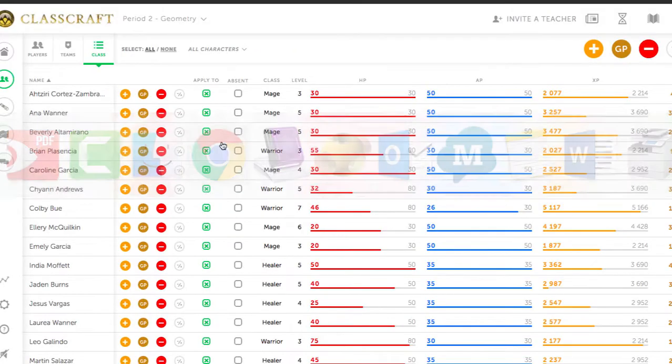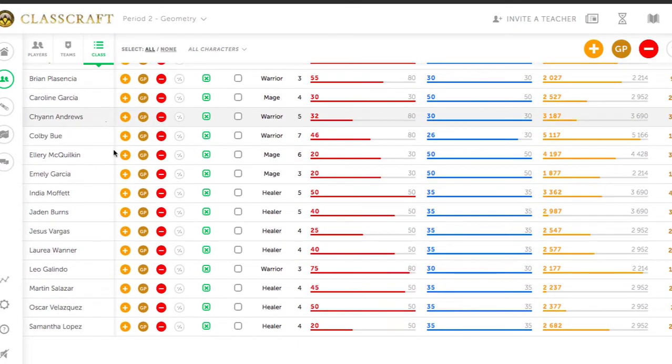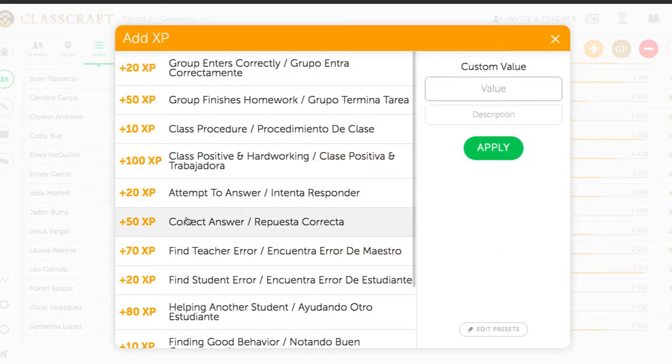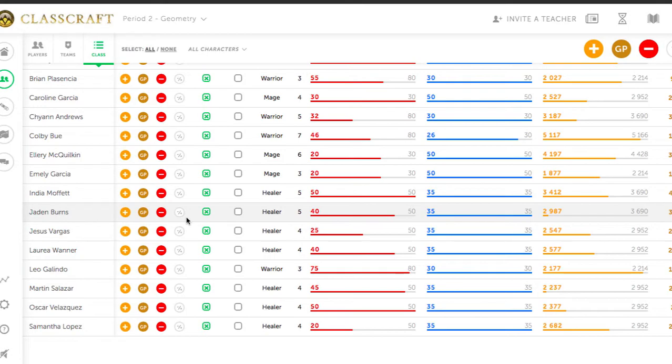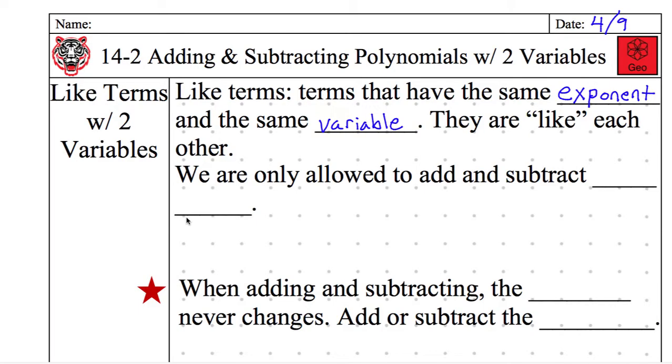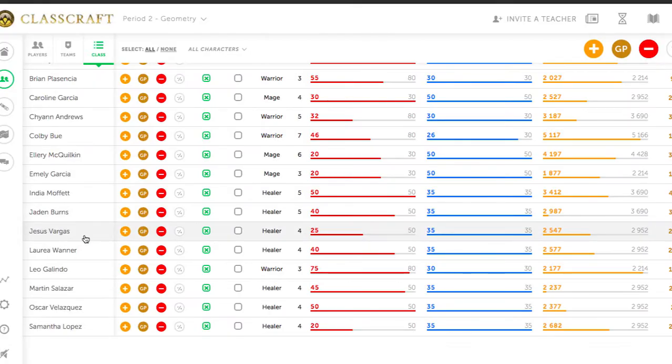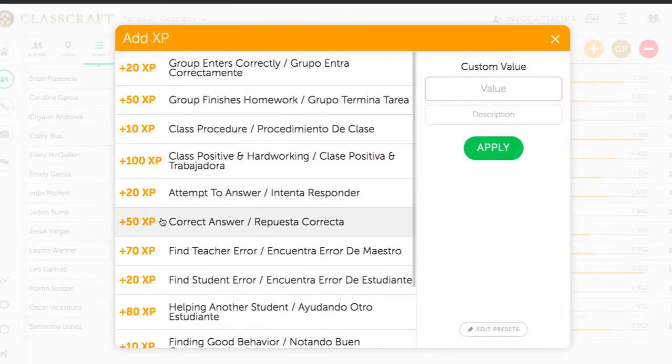Thank you, India. And I should try to get marbles done at the same time so I don't have to do it at the very end. So India is in and marble is in. All right. And we are only allowed to add and subtract what things, Caroline? There it is, like terms. Please stop. All right, Caroline's marble is in, Caroline's XP is in.